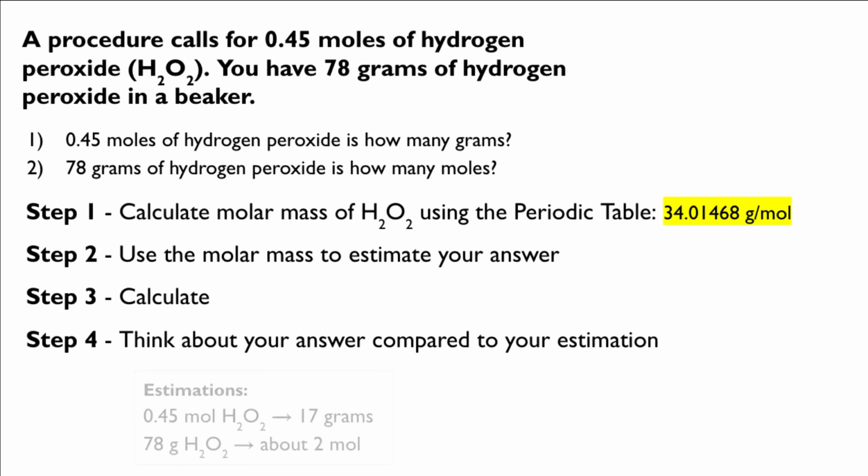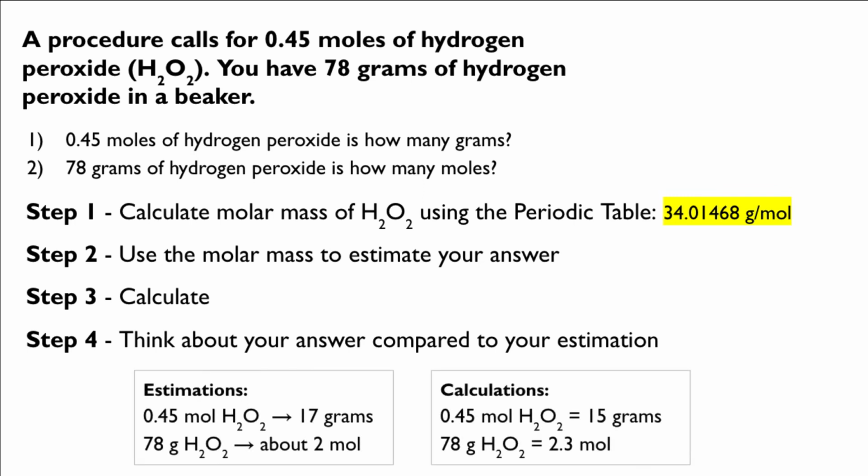Let me go back and compare those answers to my estimates. So I thought that 0.45 moles of hydrogen peroxide would be about 17 grams, and I calculated 15 grams. That works. I estimated that 78 grams of hydrogen peroxide should be about 2 moles, and I calculated 2.3 moles. So my estimation still matches the calculations that I made.